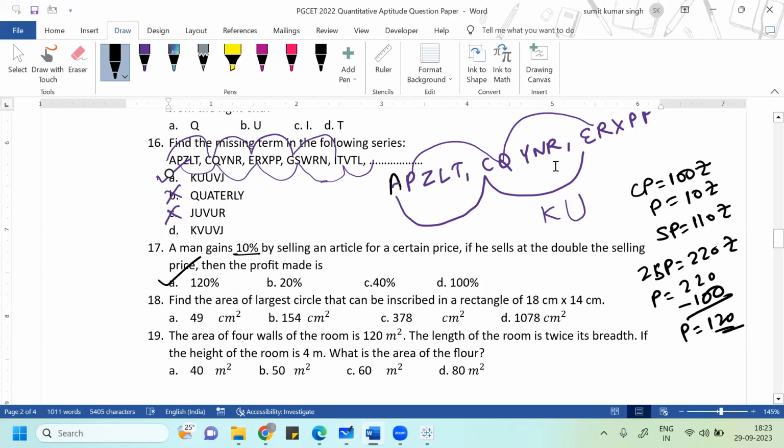Clear? Simple question. Here, the fact you need to understand is why your radius cannot be 9, why your radius is 7. The maximum radius of the circle would be 7, or the maximum diameter of the circle will be 14 centimeter. It cannot be 18 centimeter.